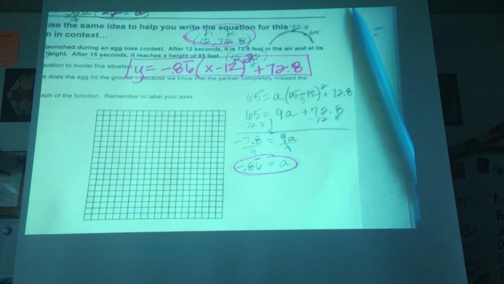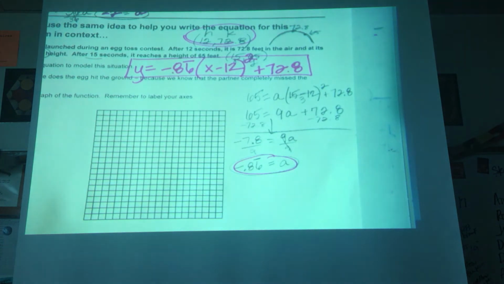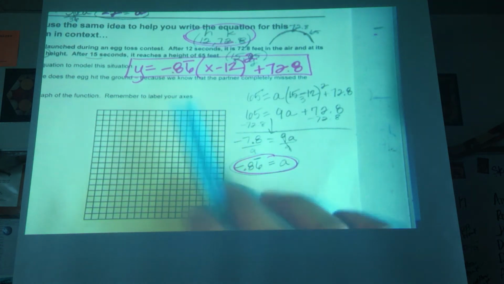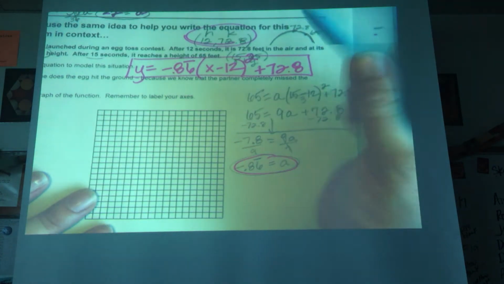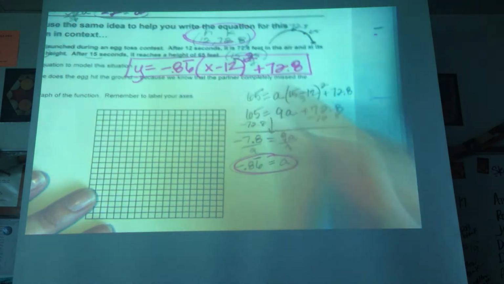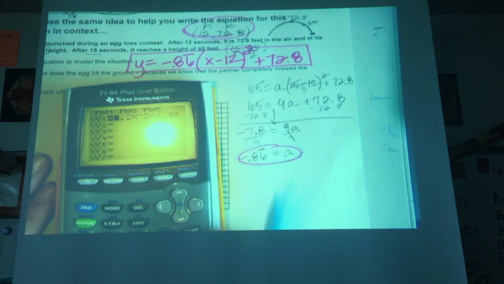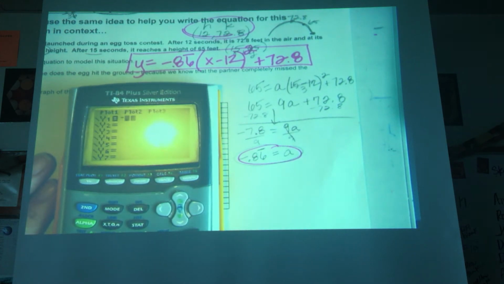Now I have the equation to model this, and the question is what time does the egg hit the ground? Because what we know is that the partner completely missed the catch. So the egg hits the ground. When is that? I'm going to use the equation that I just wrote to get an estimate. I'm going to put in a bunch of sixes for the A because it was negative 0.86666 repeating, and then (x minus 12) squared plus 72.8.